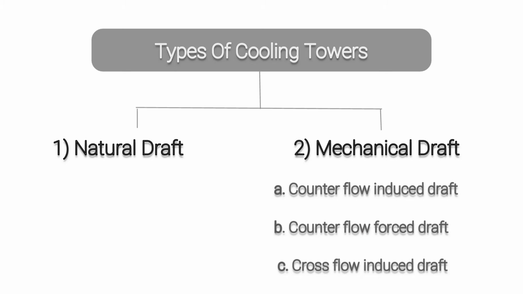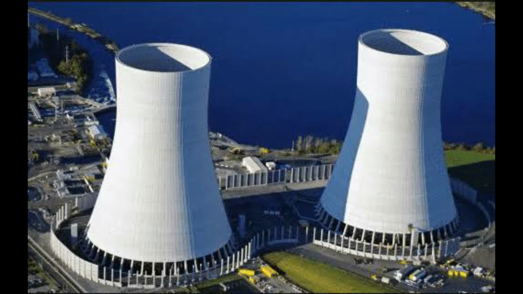The two main types of cooling towers are natural draft cooling towers and mechanical draft cooling towers. Natural draft towers use a very large concrete chimney to introduce air through the media, and heat transfer is achieved. These types of towers are used by utility power stations.